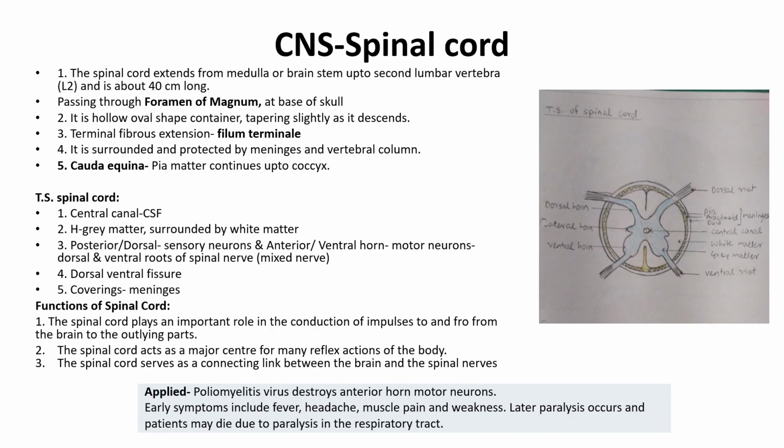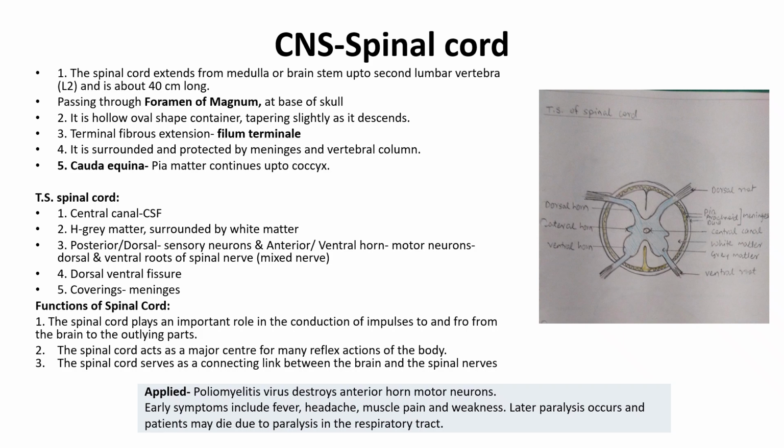The second part of the central nervous system is the spinal cord. It extends from the medulla or brainstem up to the second lumbar vertebra, that is L2, and it is about 40 centimeters in length. It passes through the foramen magnum at the base of the skull. It is a hollow oval-shaped container that tapers slightly as it descends, and the terminal fibrous extension is called the filum terminale. It is surrounded by protective meninges and the vertebral column.